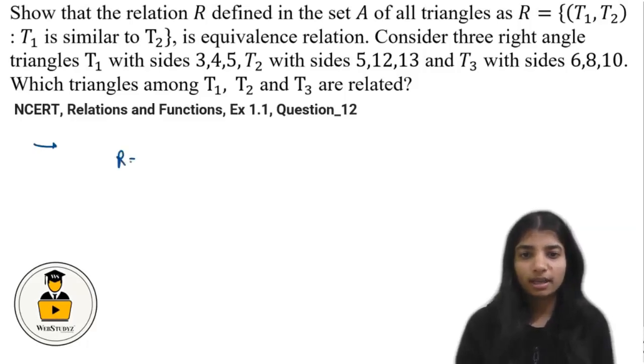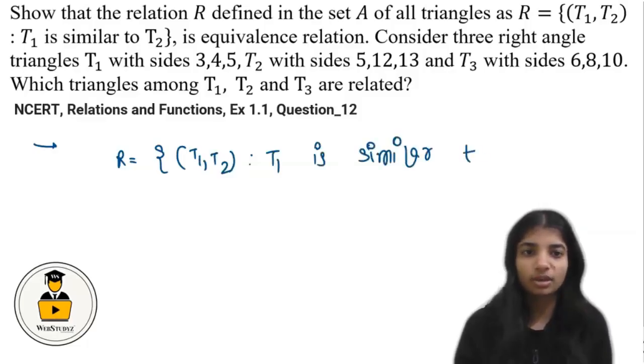So basically we are given the relation R, which is (T1, T2) such that T1 is similar to T2. We have to check the equivalence of the relation. In order to check the equivalence, we have to find out whether it is reflexive, symmetric and transitive. Let's start first with the reflexive.